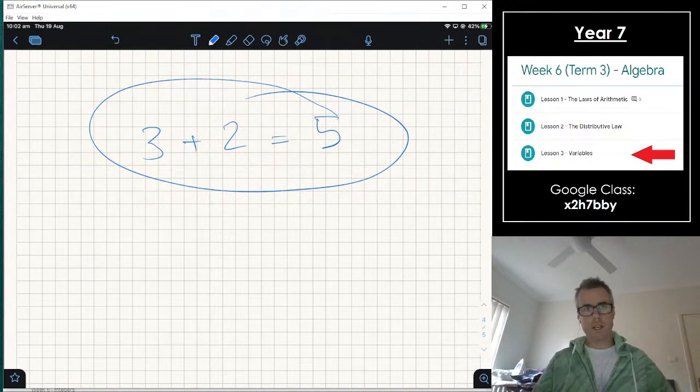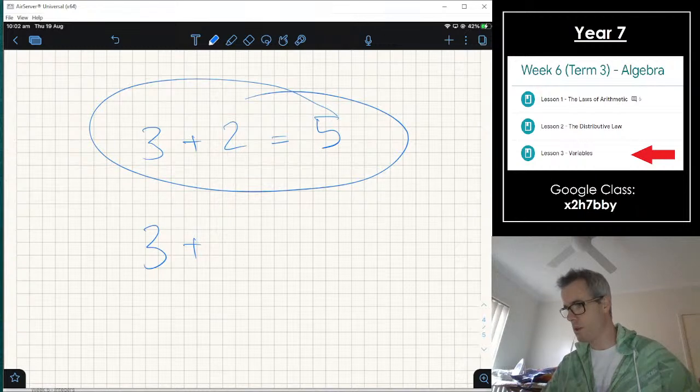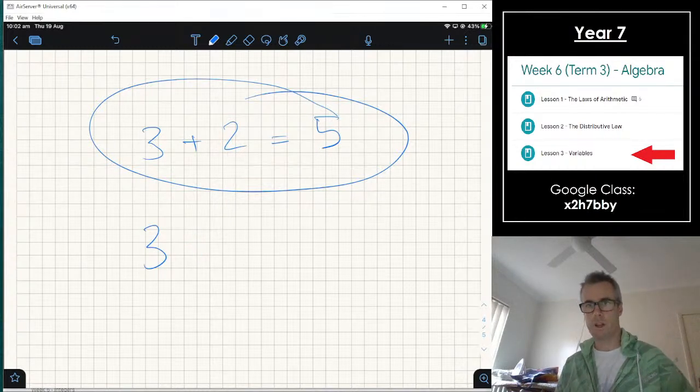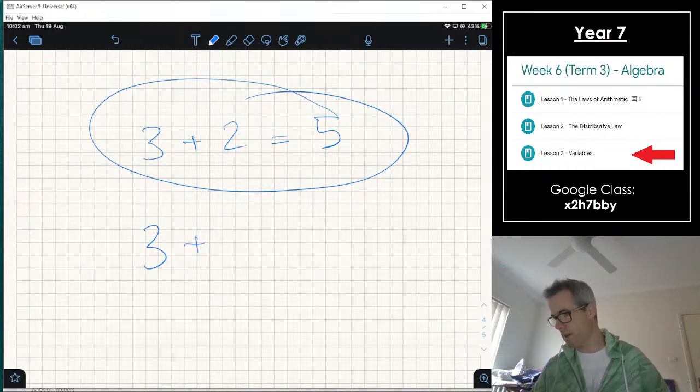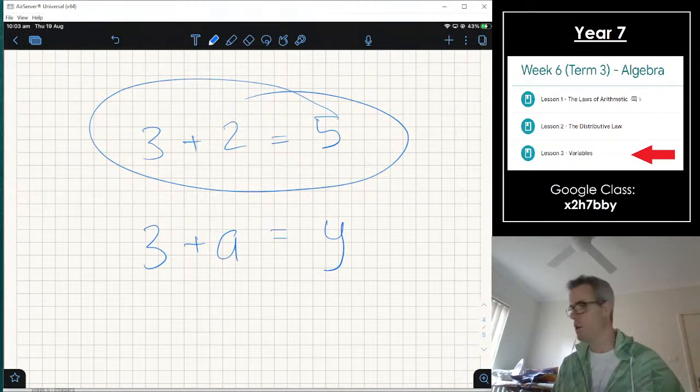Algebra uses these principles to simplify stuff, right? So instead of doing things like 3 plus 2, like what we had here, algebra is going and asking ourselves, well, 3 plus any number, right? Any number can equal any other number, all right? No, we're not having a test.